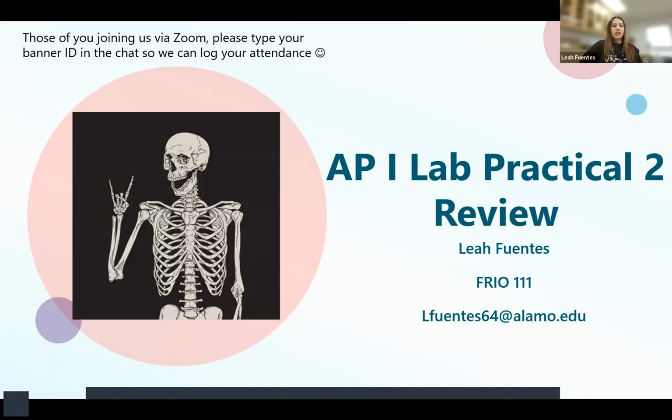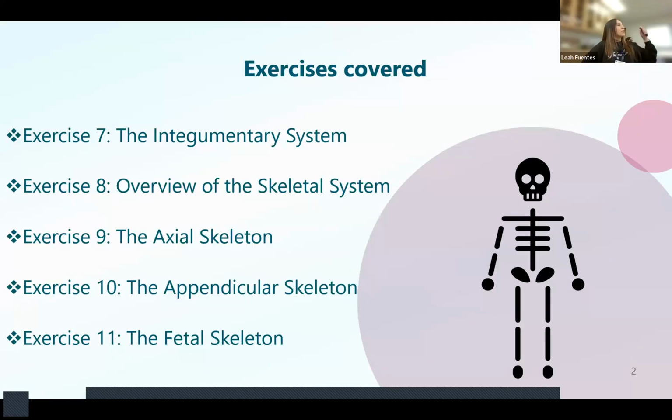But we're gonna be covering the lab practical 2 material. So exercises covered, these are going to be from your worksheets. It's going to be 7 through 11. So the integumentary system, which is your skin and all of its derivatives. Exercise 8 is just an overview of the skeletal system. We have the axial skeleton, appendicular, and then the fetal skeleton.